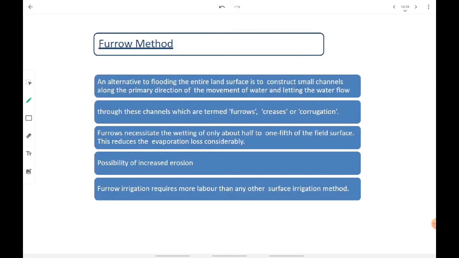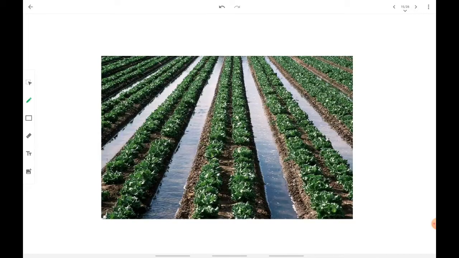Then the furrow method. In this method, we distribute small channels inside the farm itself in order to have water flowing inside the farmland. These small channels are termed furrows, creases or corrugations. In the diagram, it will be clear. Small strips are made available for carrying water, and the major strips are allocated for planting, for cultivation, for sowing the plants. This is the furrow method.